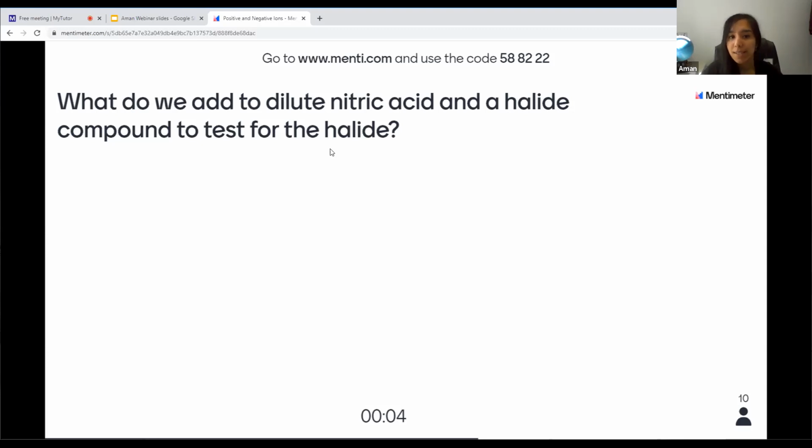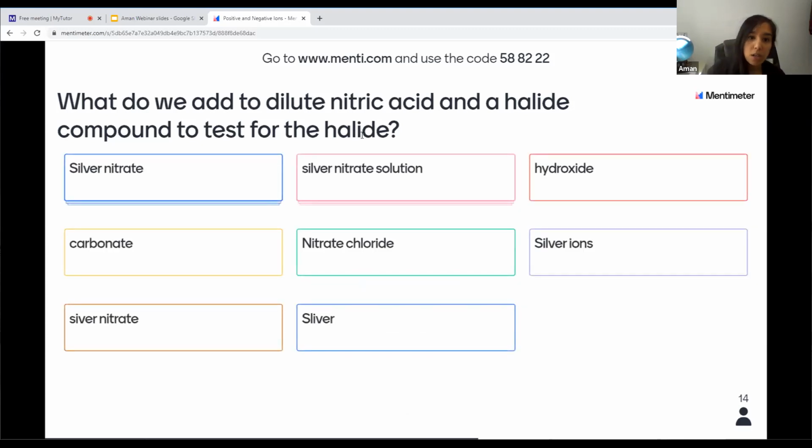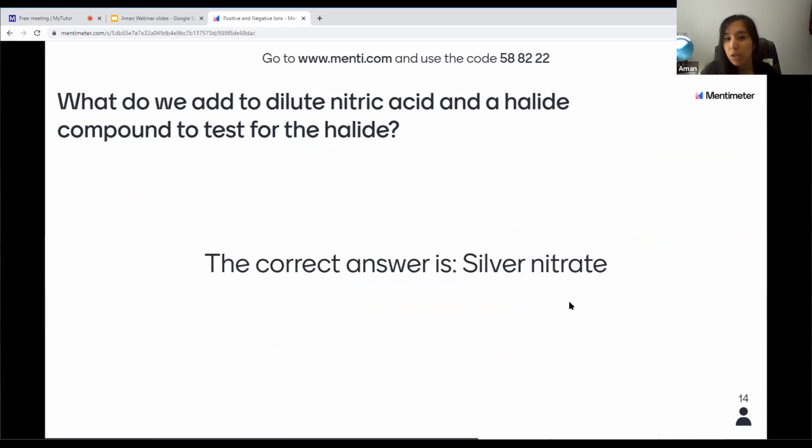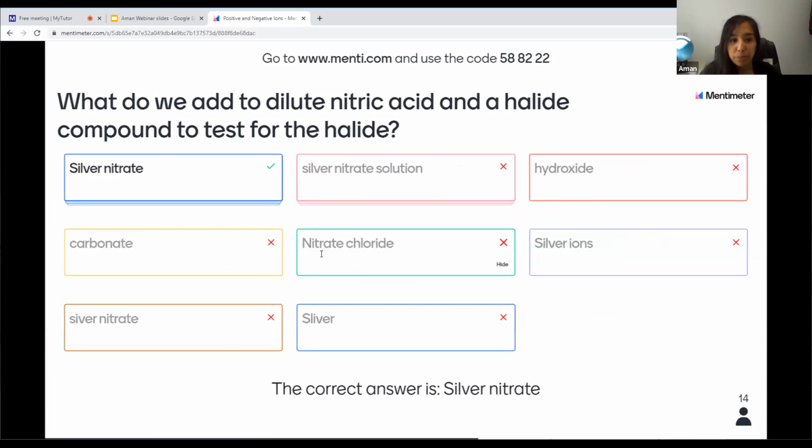Remember, the nitric acid is used to remove any carbonate, but the solution we add afterwards is what we use to test. So it's silver nitrate. Good. So people that said silver nitrate solution or silver nitrate, well done. So the answer is silver nitrate. Excellent. So it's not carbonate. This one's probably just someone spelt it wrong. But yep, silver ions, that's fine. In the exam, you do need to say silver nitrate though. It's not nitrate chloride, it's silver nitrate. Excellent. Well done, everyone.